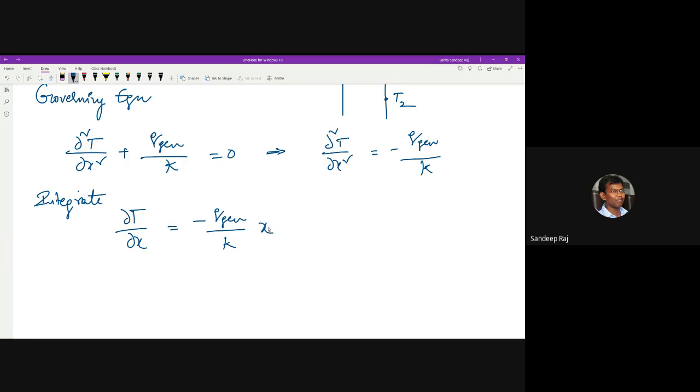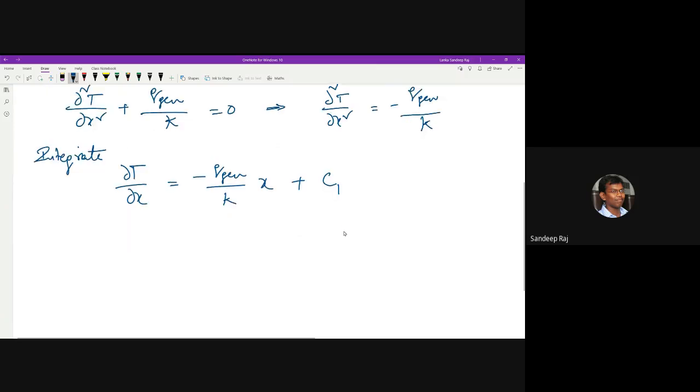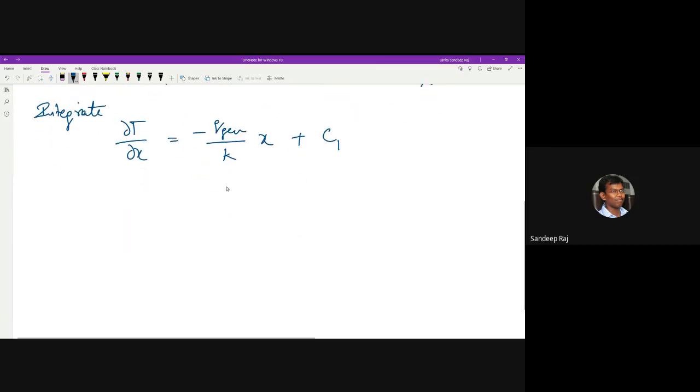Why am I getting this x? Because integral dx will come here. Plus C1 I'll write. This is an indefinite integration, so I have to put the constant. Now I'll do the variable separable. I'll take this dx onto the other side. So dT is equal to minus Qgen by K into x into dx plus C1 into dx. Since there is only one variable here, you can put a dx directly instead of dou T.